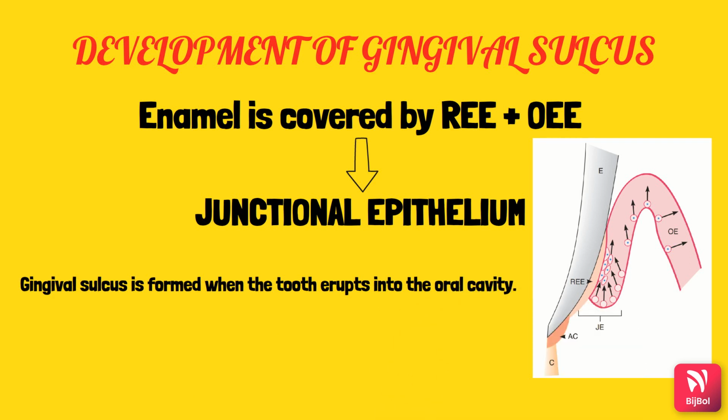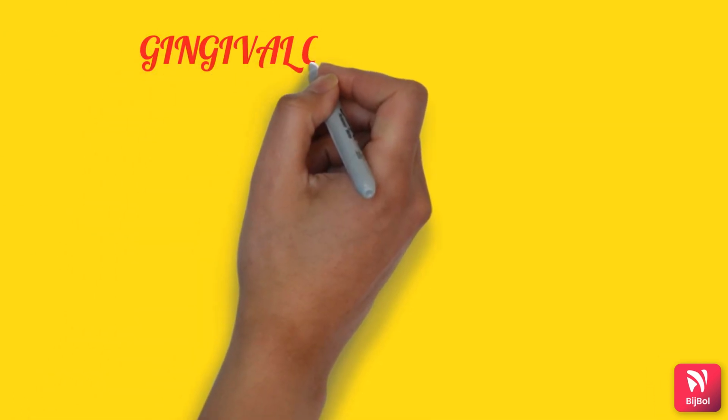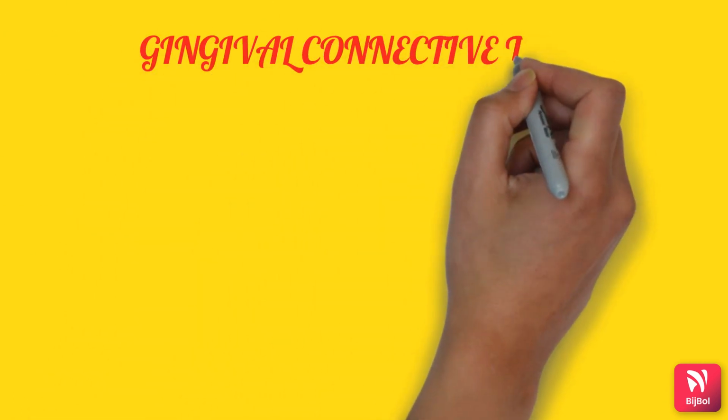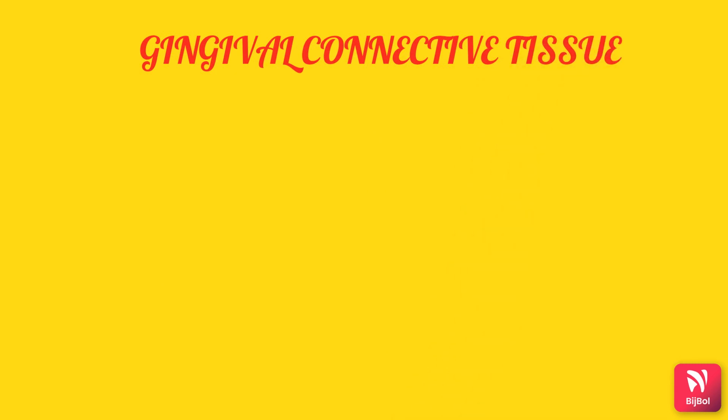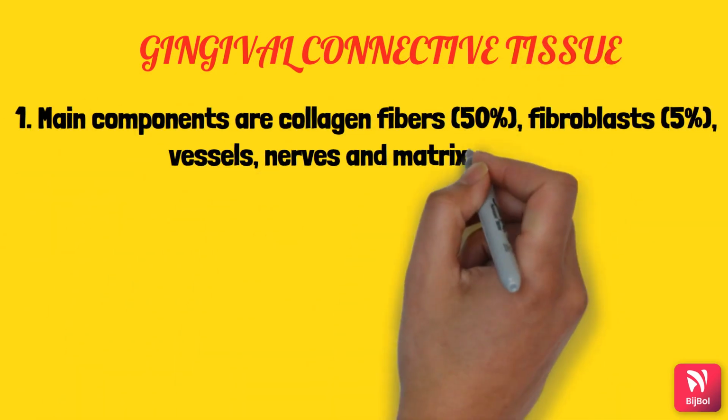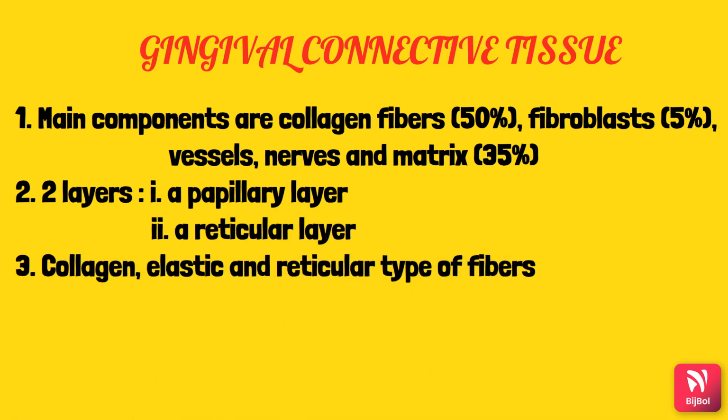So the junctional epithelium and the gingival sulcus both are formed at the time when the tooth is erupting into the oral cavity. Now we will learn about the gingival connective tissue. We have already seen that the gingival connective tissue is composed of fewer cells, whereas it is composed of more fibers. These fibers are made up of type 1 collagen, whereas the cells that are predominant in the connective tissue are fibroblasts, which form only 5%, but they form the most amount of the cellular component.